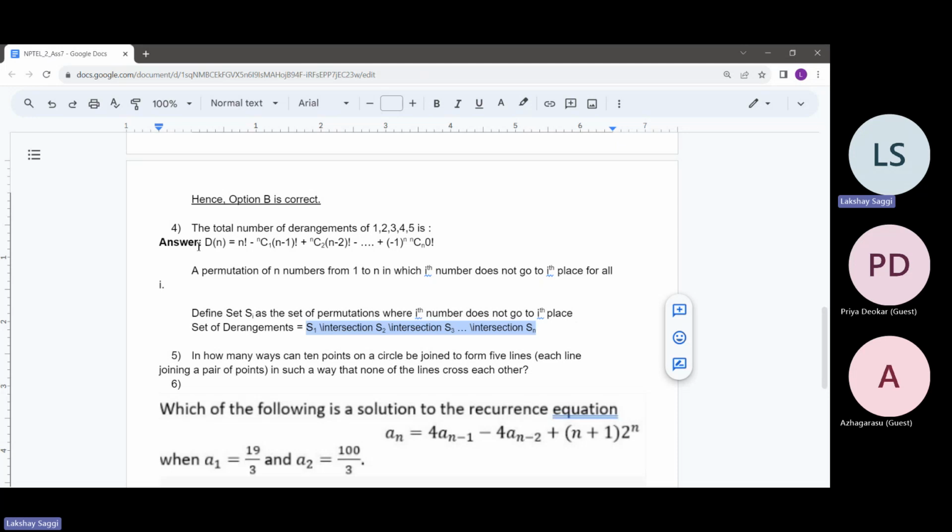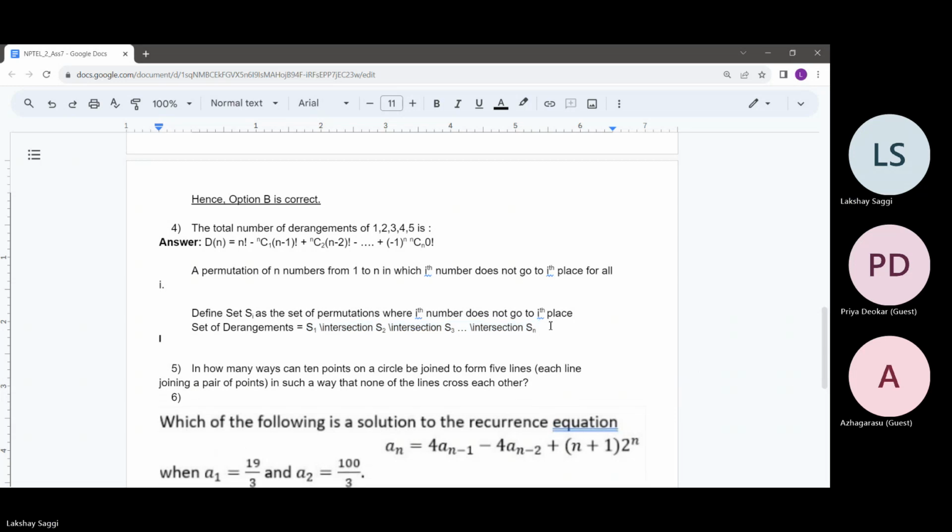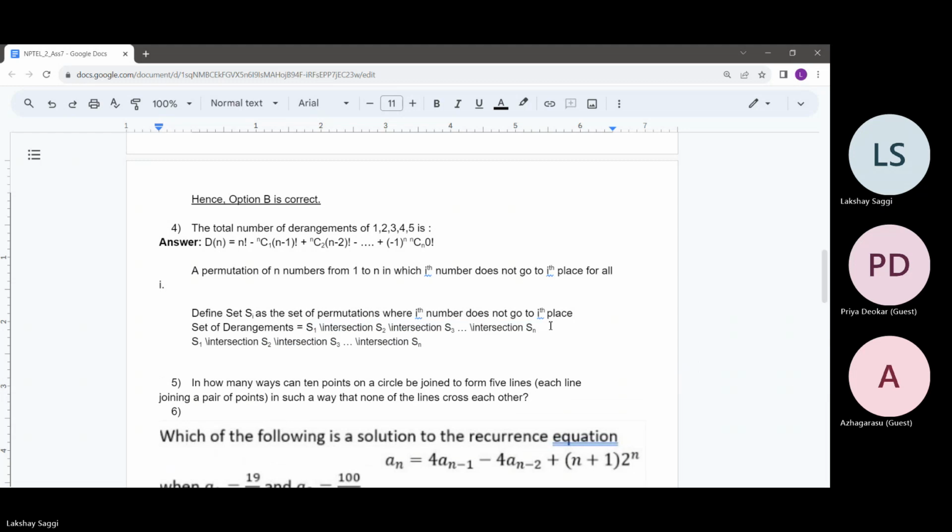So basically, we need to find the size of this set, right? We need to find the number of possible derangements. So we just need to find the size of the set of derangements, and this set is just equal to S1 intersection S2 intersection S3 up to intersection Sn. So we just need to find the size of the intersection of these sets. And to find the size of this set, we can use the principle of inclusion-exclusion.